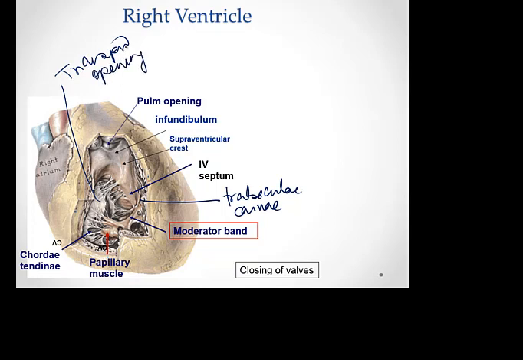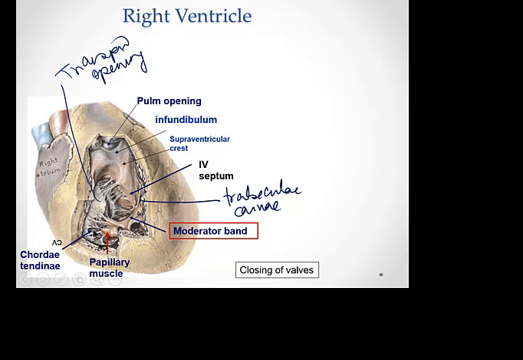And here you can see the three cusps or leaflets. 1, 2, 3. And notice attached to these leaflets are these thin cord-like structures. These thin cord-like structures, which look like tendons, are known as chordae tendineae.